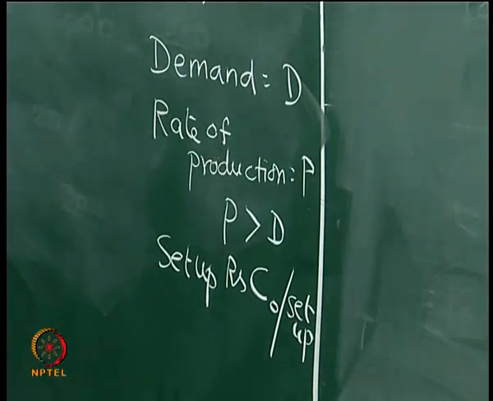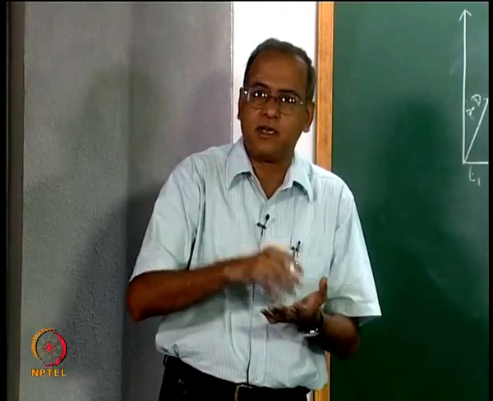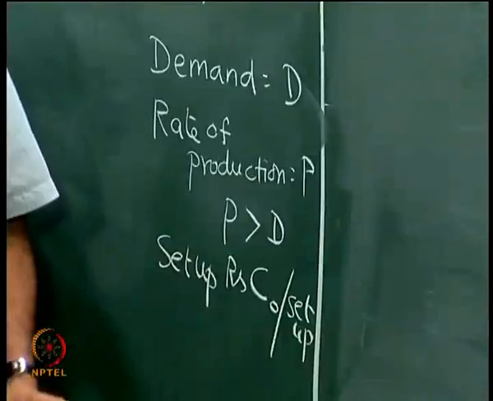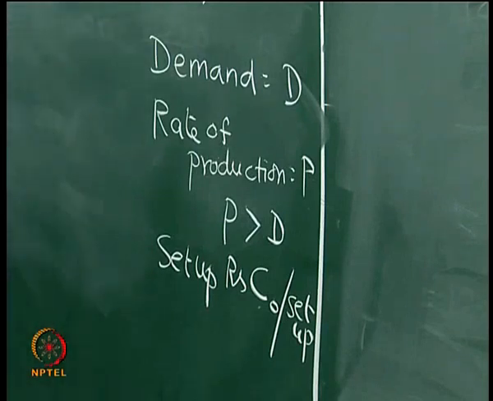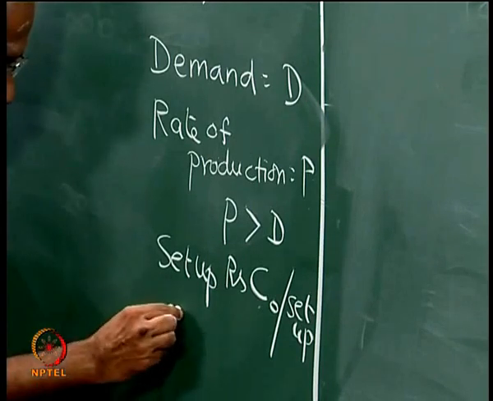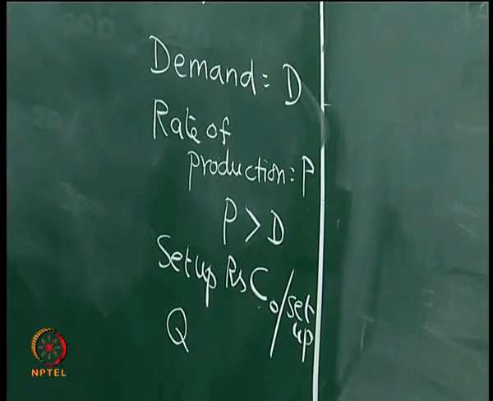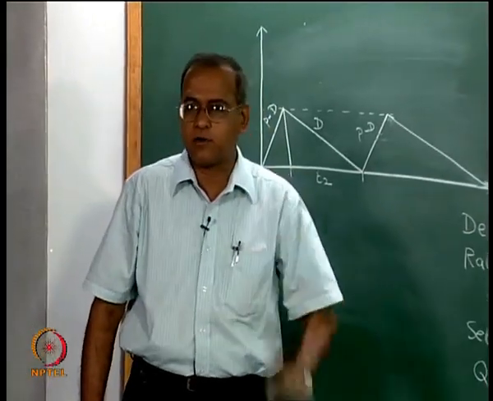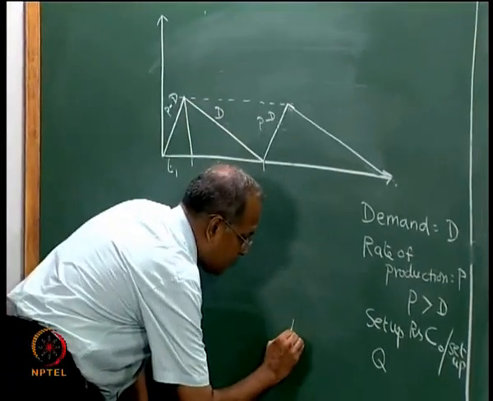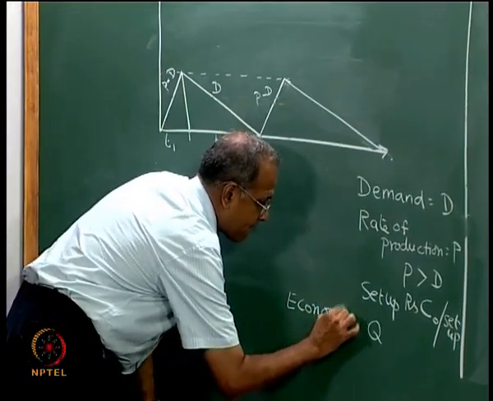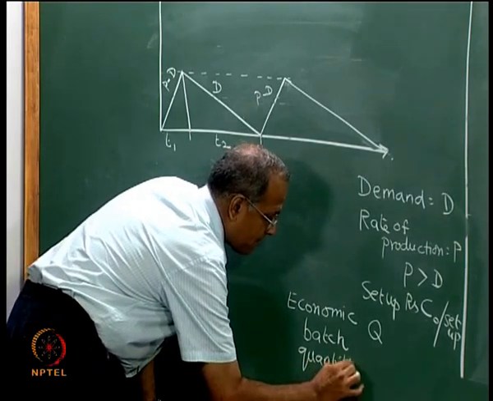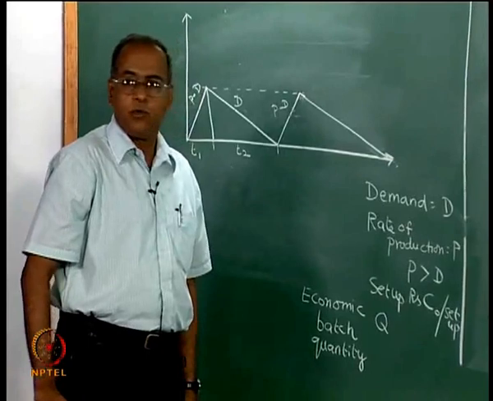This C naught is very similar to the ordering cost C naught, except that it is the cost incurred internally when the machine is being set up. For the sake of uniformity, we assume the same notation C naught as the setup cost every time this machine is set up. Now, we have to find out, whenever we produce a certain quantity Q, what is the economic batch quantity. When we were ordering this item, the Q was called economic order quantity. Now, when we produce, this Q is called economic batch quantity. It is called EBQ, it was called EOQ earlier.